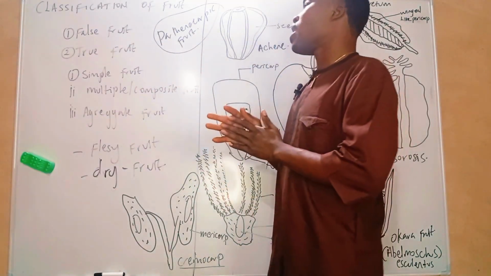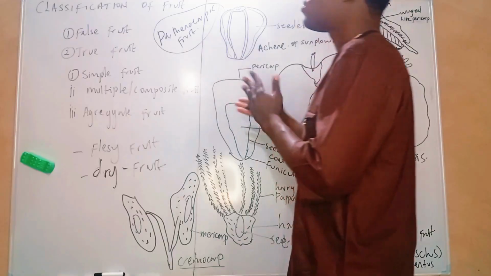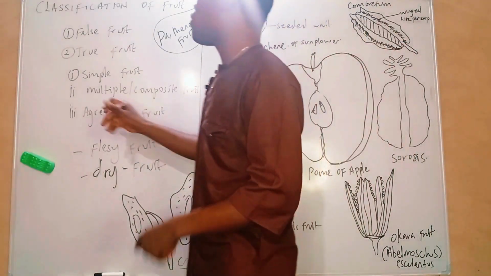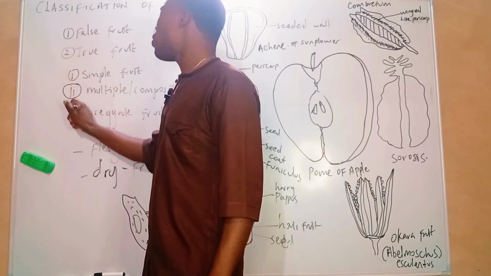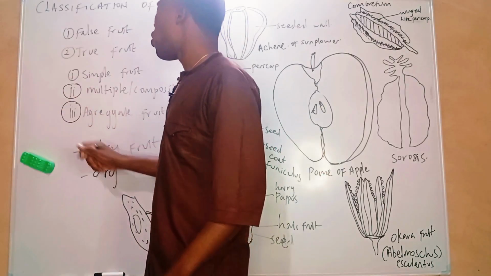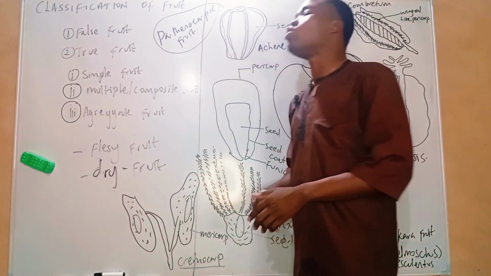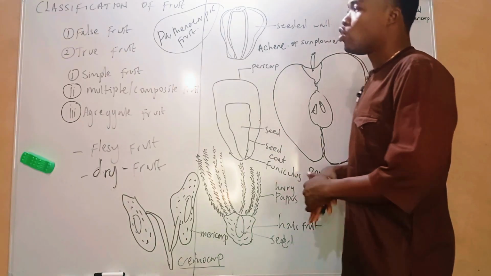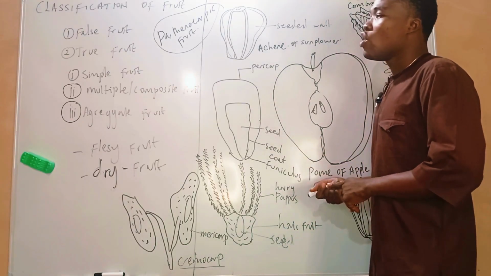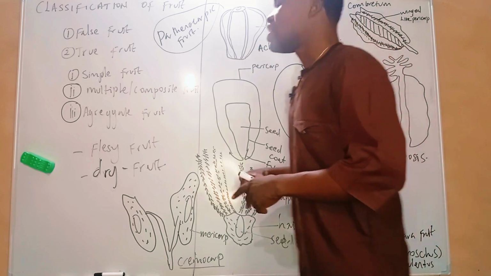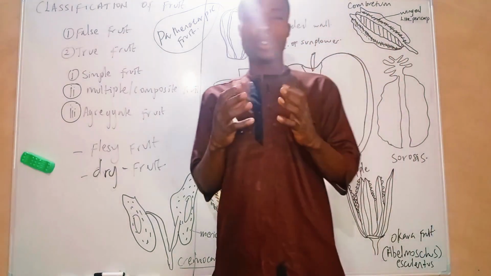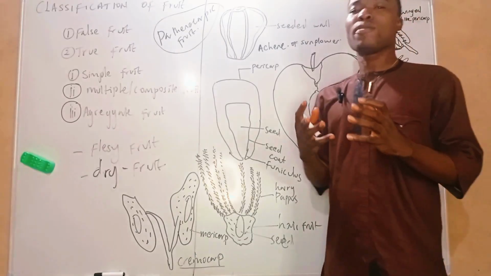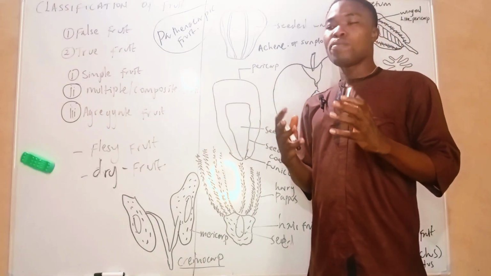Now, having known that, true fruit or false fruit can be classified into three. Either of these fruits can be simple, aggregate, or multiple. Usually, the true fruits are best classified into these three classes. Okay, what is a simple fruit? A simple fruit is actually a fruit that is gotten from a monocarpous pistil.